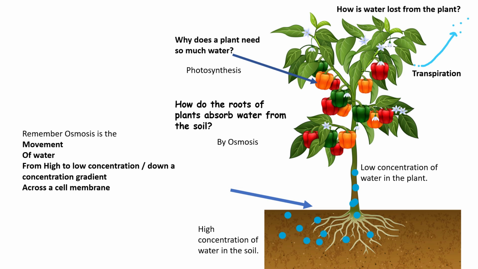Plants need to replace all that water that's lost through the stomata by transpiration, and they also need water to be turned into sugar during photosynthesis for the fruits, the roots, and the leaves.